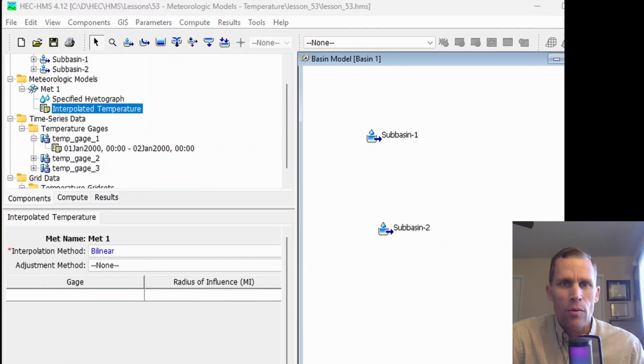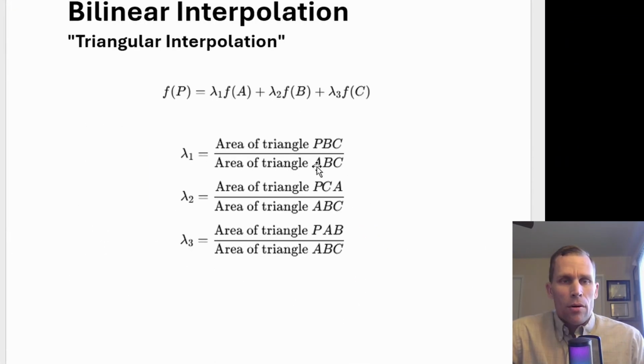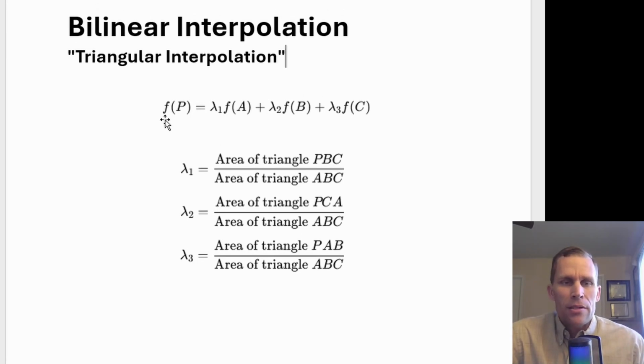I also have an equation for the bilinear method here, or triangulated interpolation it's called. Basically, the air temperature at a point of interest, F sub P, would be a linear function of the 3 different temperatures, F sub A, B, and C, which are the air temperatures at the vertex points that define the triangle. These lambda terms are weights, lambda 1, 2, and 3, and that's based on the area of the point of interest and the other two gauge locations.